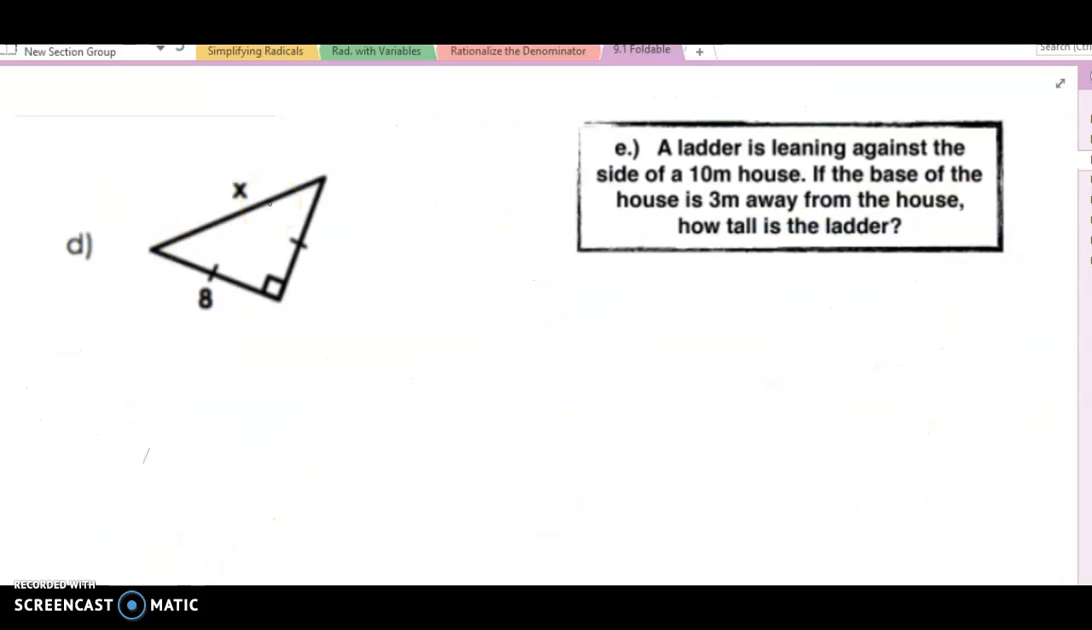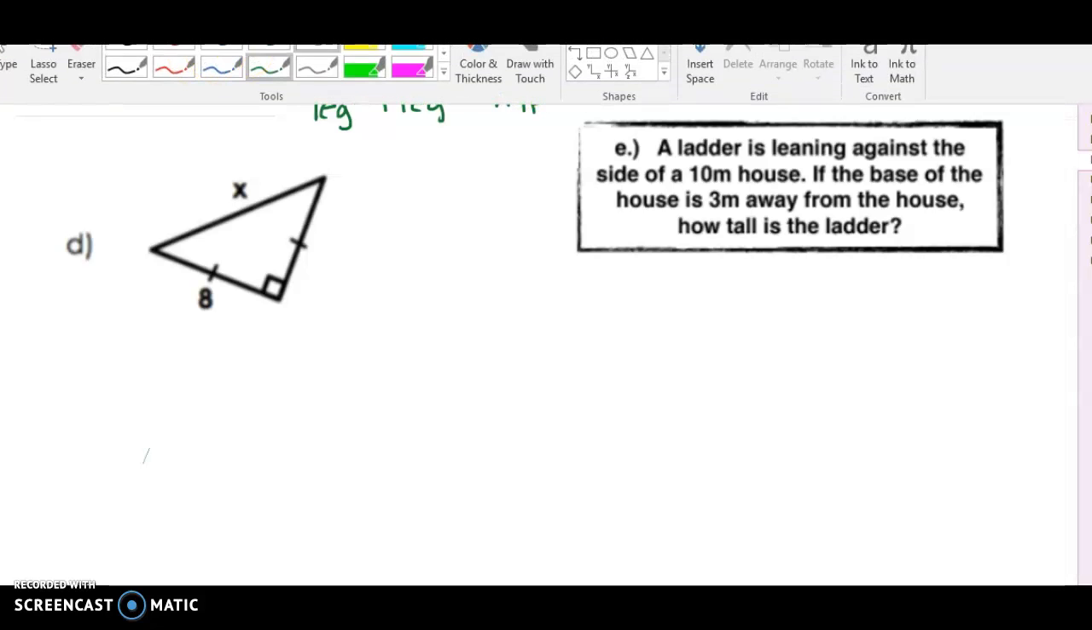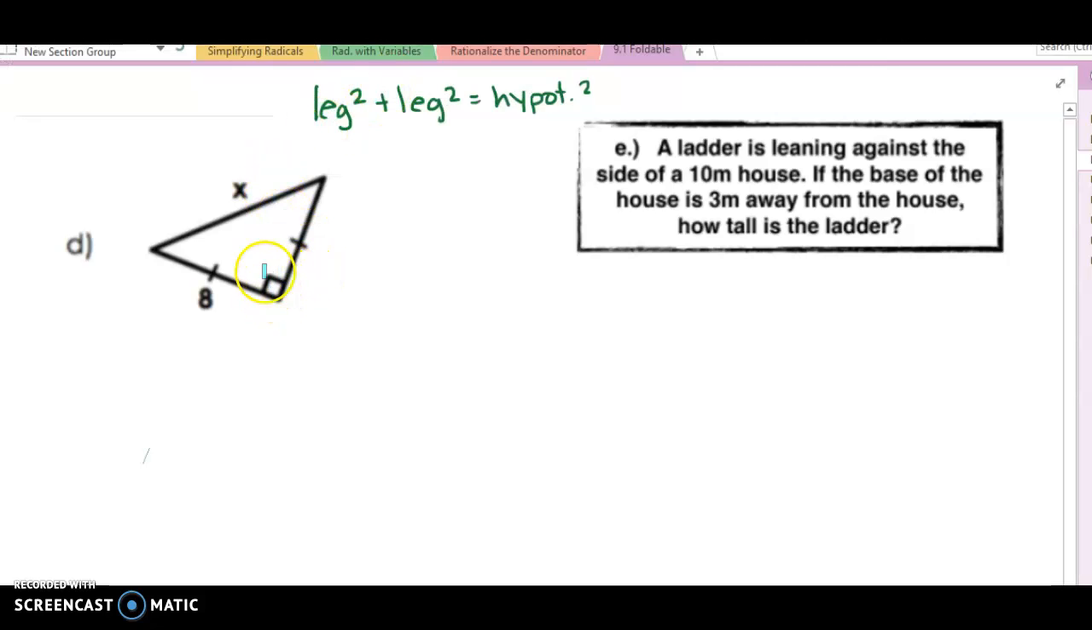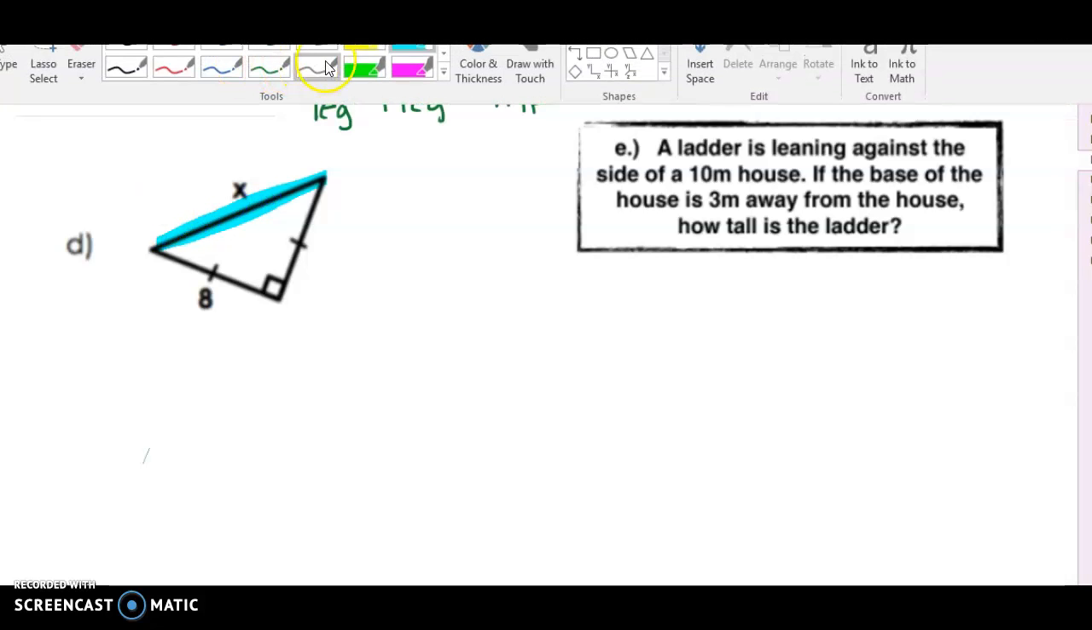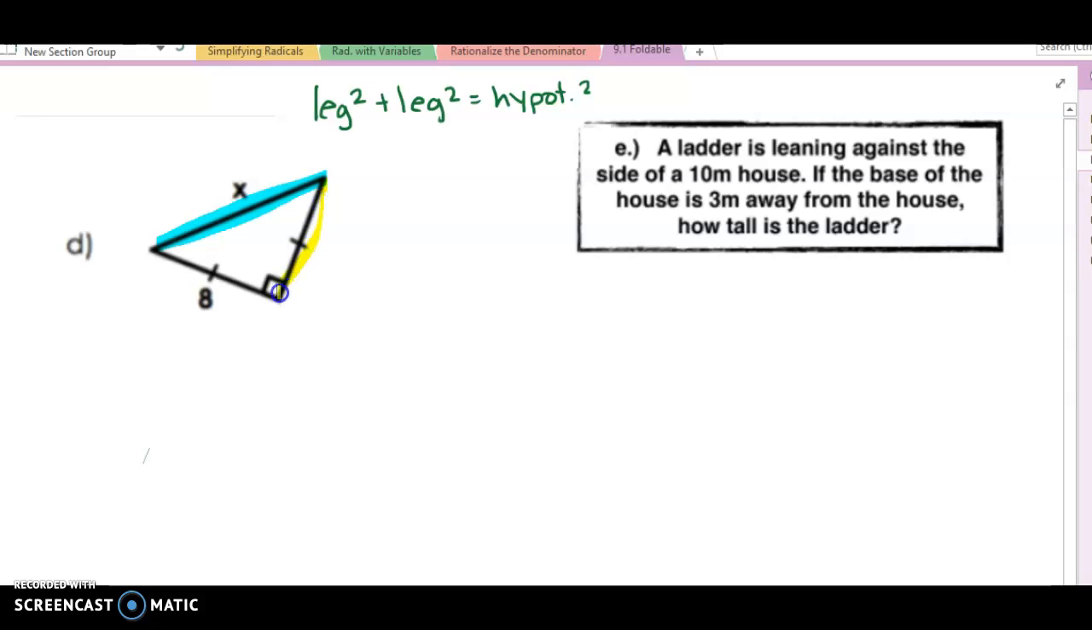All right, so I want you guys to do D on your own, but I'm going to go ahead and get you started a little bit. So remember, leg squared plus leg squared equals my hypotenuse squared. I'm going to highlight my hypotenuse blue, so opposite of my right angle, this is going to be my hypotenuse. And I'm going to highlight my legs in yellow. I want you to notice that this side is 8, and it has the single hash mark. And the single hash mark is right here, which means this side has to also be 8. So use that. I've done the hard part for you. Go ahead and solve for x.